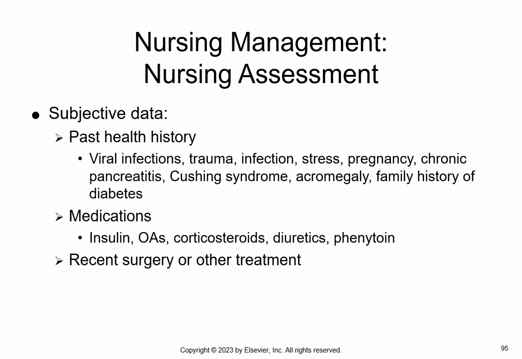When we talk about subjective data, you look at the patient history, what they have said they've gone through: their trauma, their infection, their stress, pregnancy, pancreatitis, Cushing's, acromegaly, family history of diabetes. We want to get all of this information.